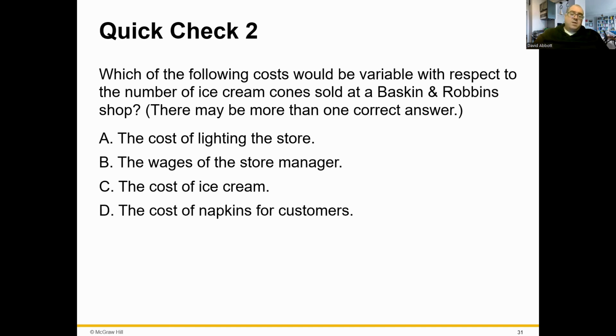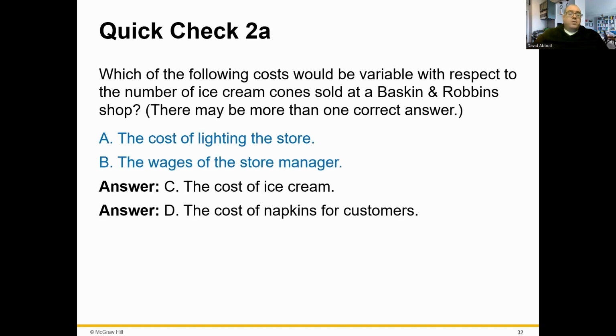They're on a salary. Now the cost of the ice cream, that would probably change, right? Because if we're selling more ice cream cones, then we're having to use more ice cream. Also, the cost of the napkins. Obviously, if we're having more sales, we're going to use more napkins. So C and D would be costs that would be variable based on the number of ice cream cones that were sold.